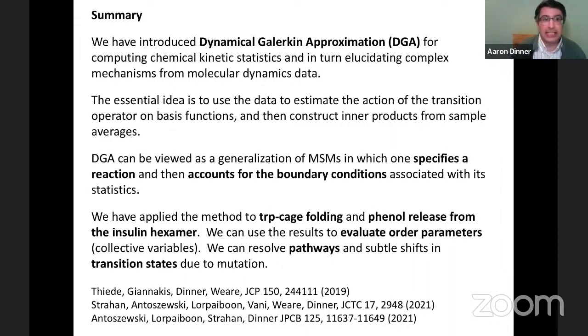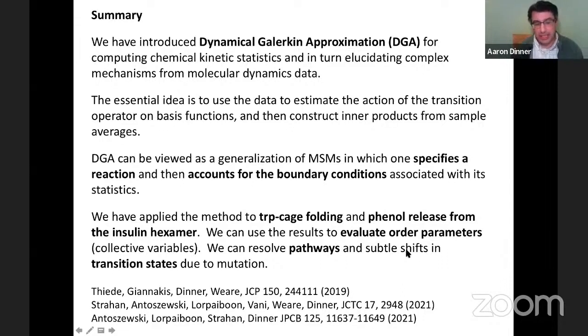We validated against a very well-characterized system, the trip cage, and then we've been applying it to looking at phenol release from the insulin hexamer. We've also done the dimer dissociation, although those calculations are not as well converged yet.